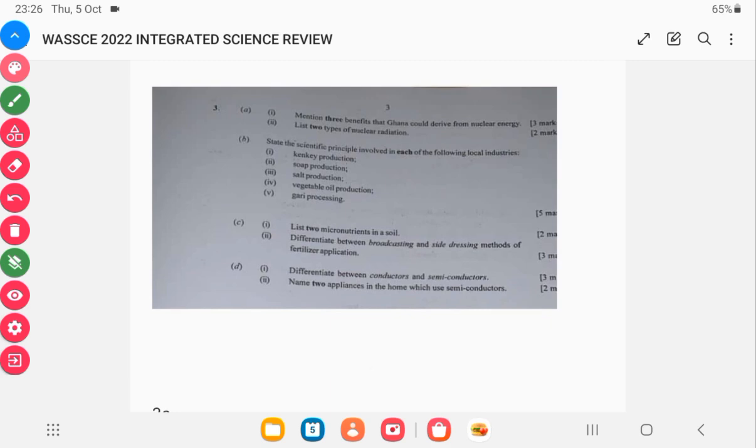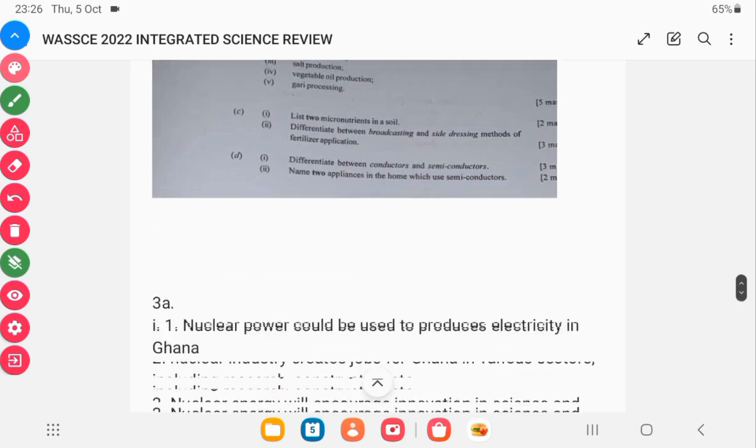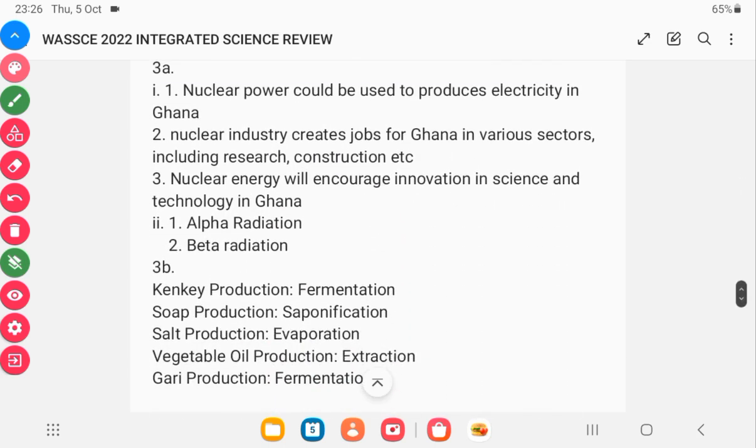micronutrients, difference between broadcasting and side dressing, and then differentiating between conductors and semiconductors, and then 2 appliances in the home that have semiconductors. So since this is typed, it will be easier for you to read through. So I'll gently scroll for you to find the answers for yourself.